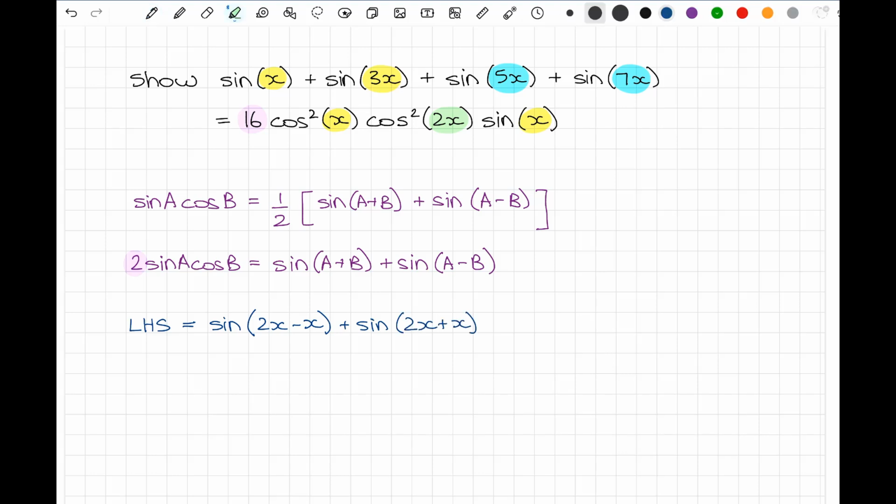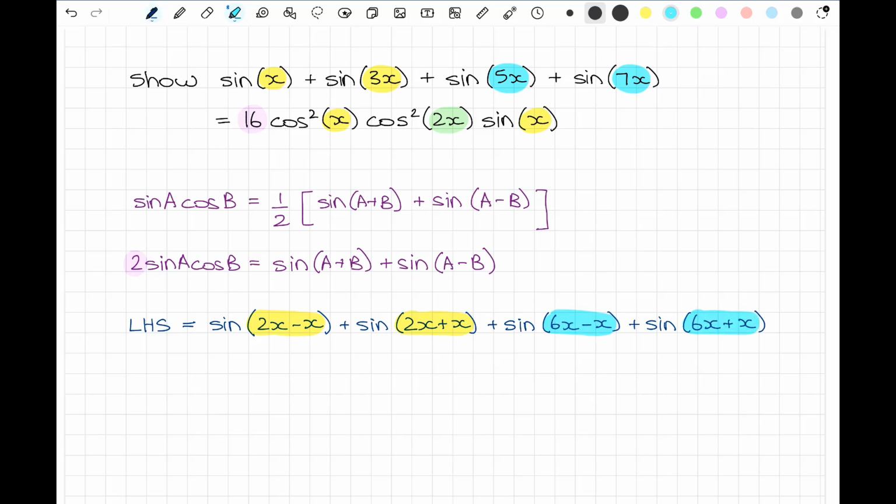So I've linked those two terms where I highlighted the angle in yellow. They've now just been rewritten in this form. And then for the 5x and 7x, I'll do a similar thing, but instead of 5x, I'll write that as 6x minus x. And instead of 7x, I'll write that as 6x plus x. And so those are the two terms with the blue highlighted angles.